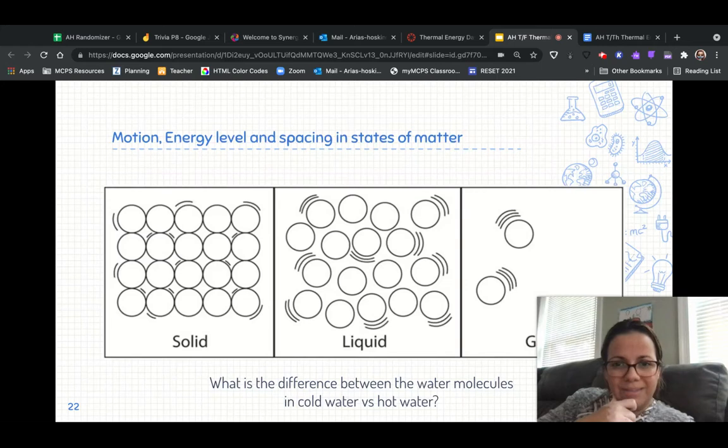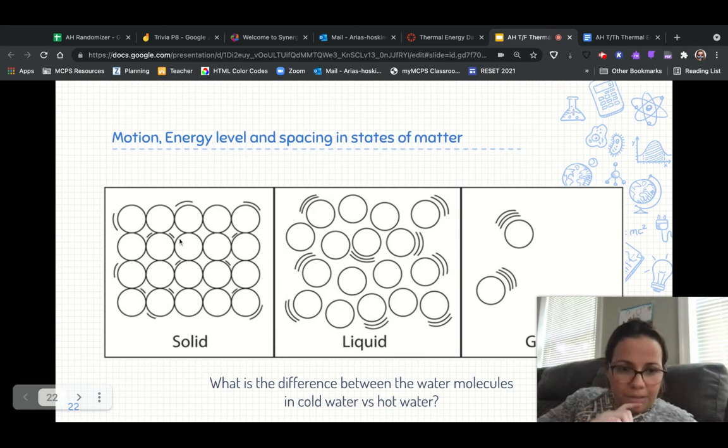Motion, energy level, and spacing in states of matter. This is actually a review of today's class, or last Friday. I'm just recording this on Friday. It covers the energy and the motion of the molecules for solid, liquid, and gas. What is the difference between the water molecules? Just look at this, guys.